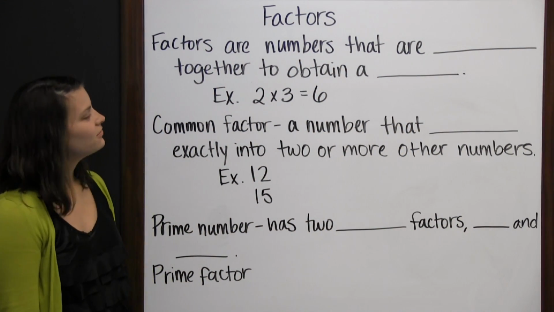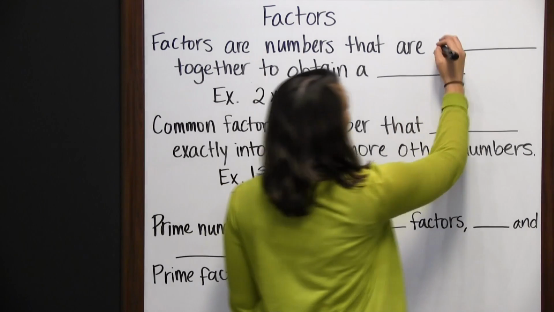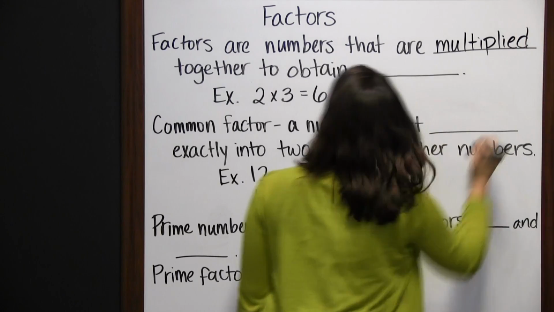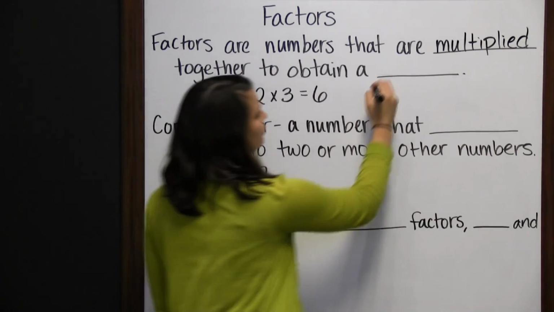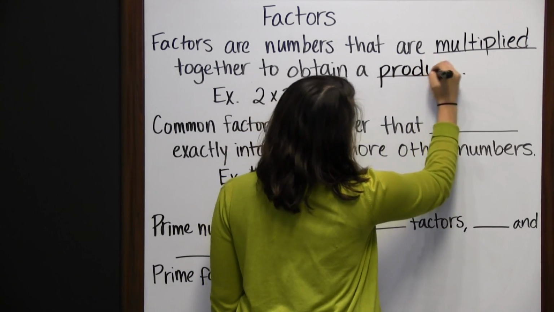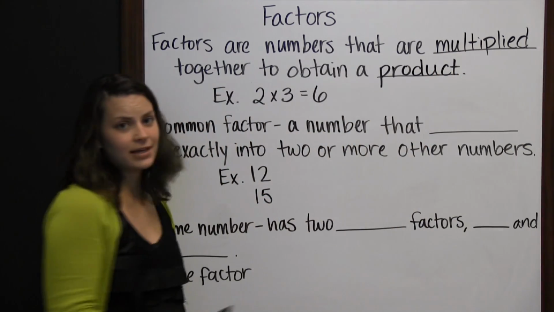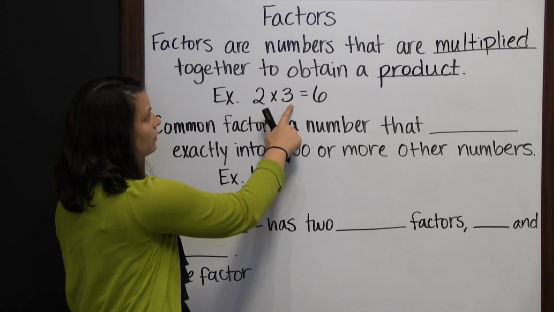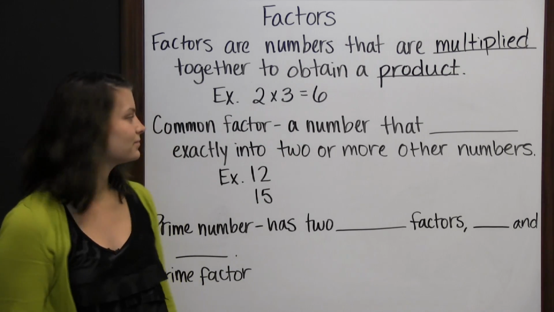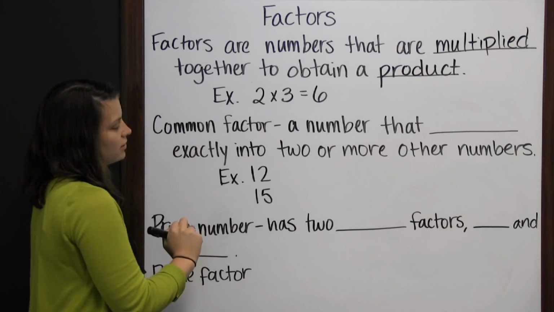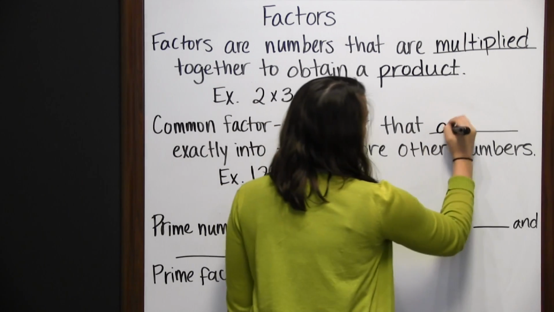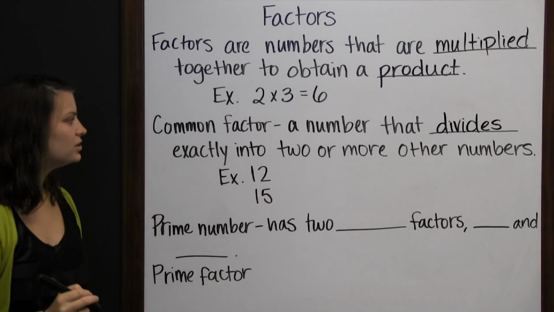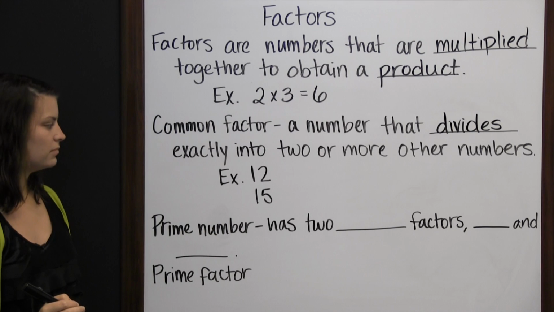Factors. Factors are numbers that are multiplied together to obtain a product. For instance, in 2 times 3 equals 6, 2 and 3 are the factors. Common factor, a number that divides exactly into 2 or more other numbers.